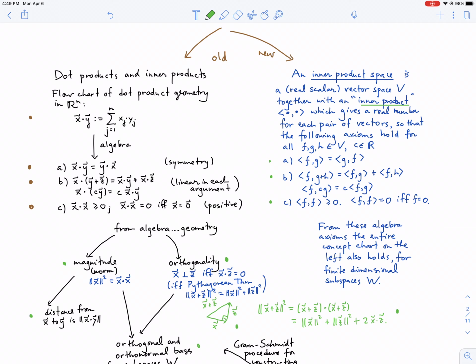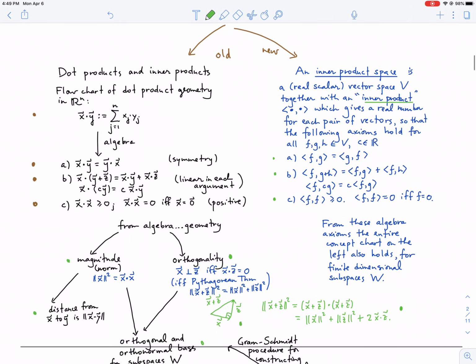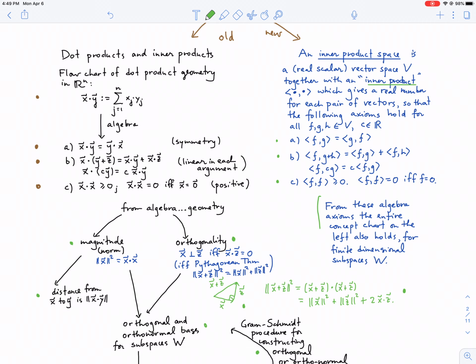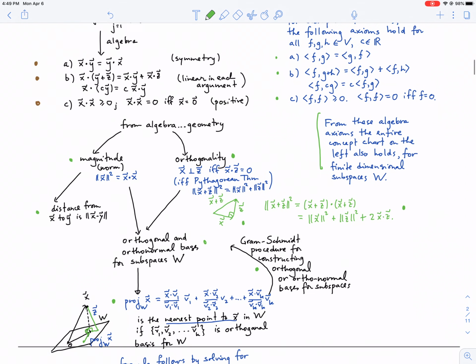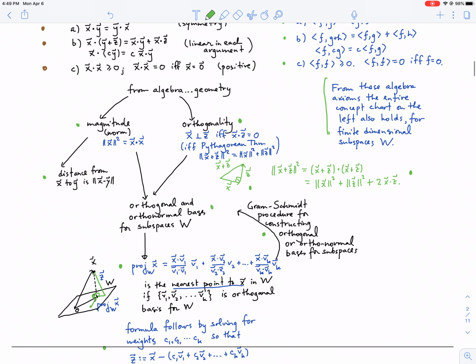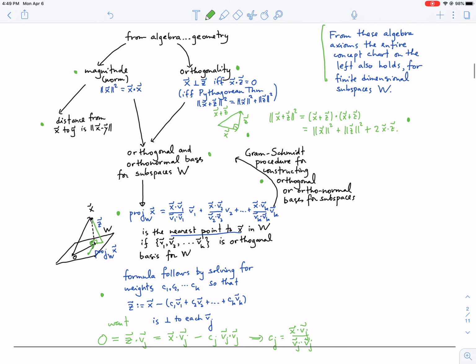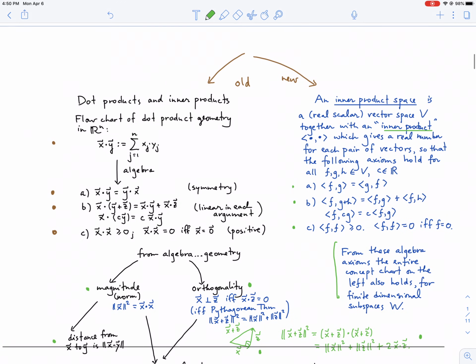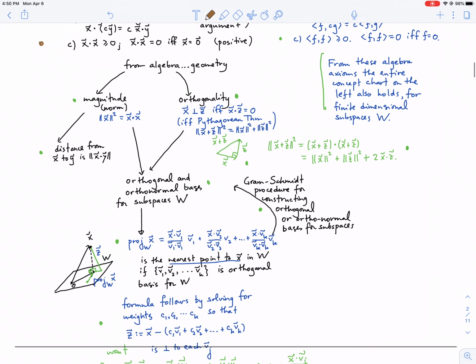And I wrote these vectors using function letters F and G because that's what we're going to be doing for Fourier series. All right, so from these algebra axioms, you can just repeat the same flowchart as we had on the left. So in an inner product space, you can talk about magnitude, orthogonality, and projection. And so actually, you can do the whole development. Okay, so that's the overview.